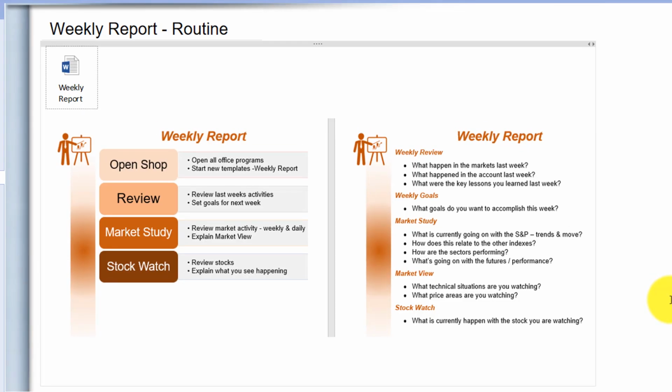To start off, the weekly report is going to be comprised of 4 steps: opening up shop, and that's pretty much anytime you work, you have to get all your software open, get your office in order, and just get yourself in the right state of mind to work. Key thing here is obviously always starting one of these templates anytime I do one of these reports.